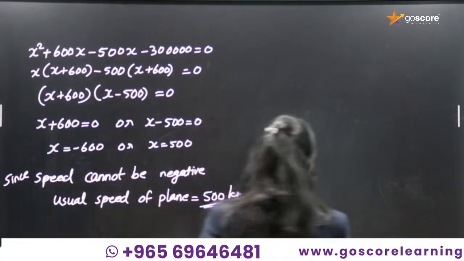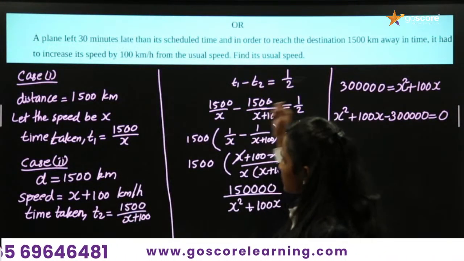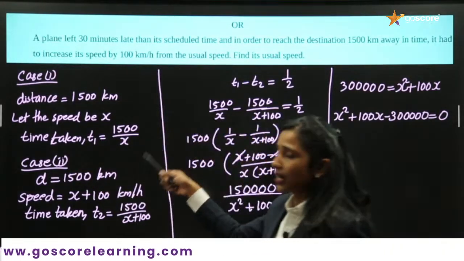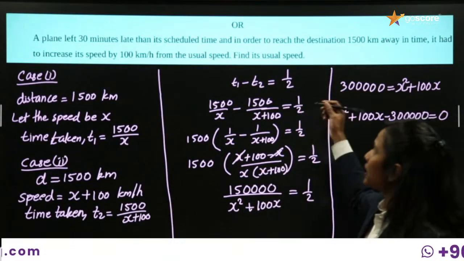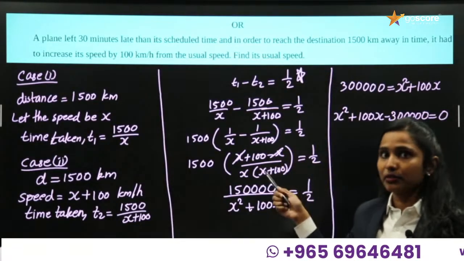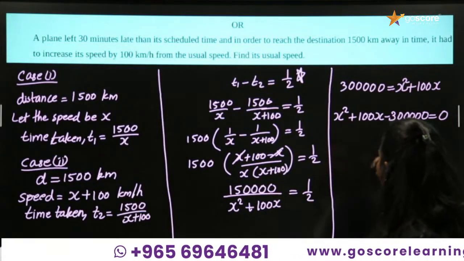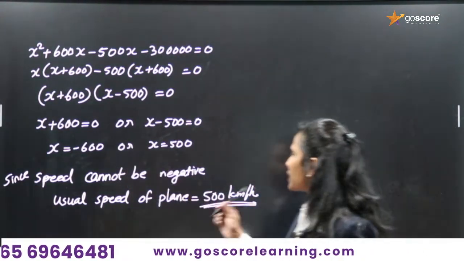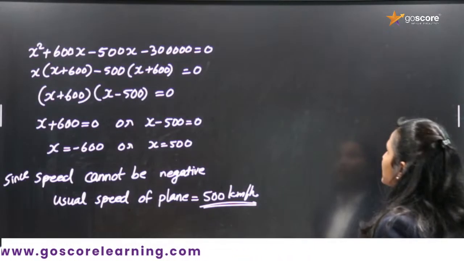So this is the question. What we have done: we considered two cases, and the expressions for time t1 and t2, and we have to take the difference. This step you need to remember: we need to take the time in hours because the speed is given in kilometers per hour. Then you form the equation, then simply find the answer, and since speed cannot be negative, we take the positive. Got the idea? Okay, then next question.